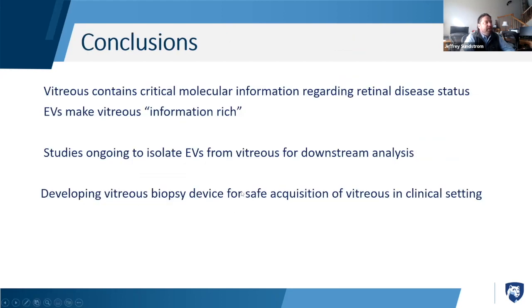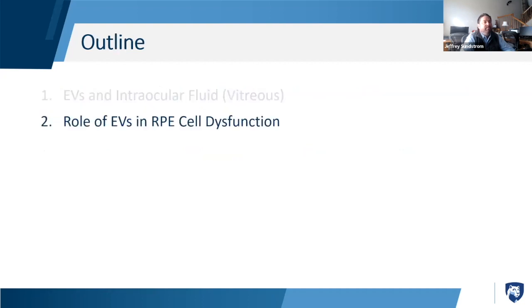So in conclusion for this part of the talk, vitreous contains critical molecular information. We believe the EVs are making the vitreous information rich, and therefore it's a plausible fluid for liquid biopsy of retinal disease. We've been successful isolating EVs from vitreous, and obviously we want to do proteomics work on the EV fraction. We've also made quite a bit of progress developing a vitreous biopsy device, a single-use disposable device to safely acquire vitreous in the clinical setting.